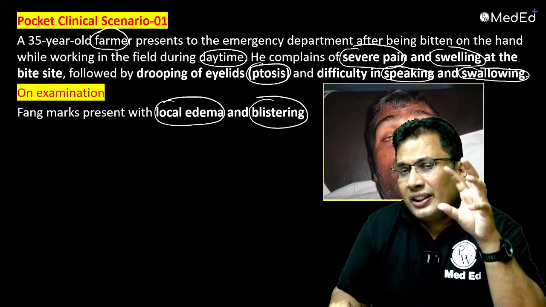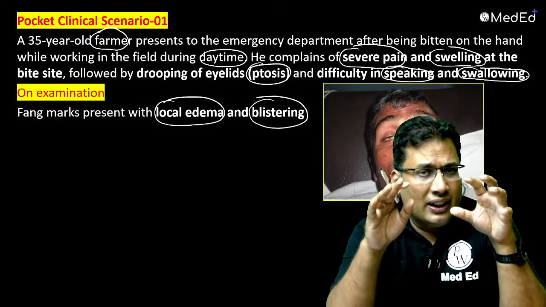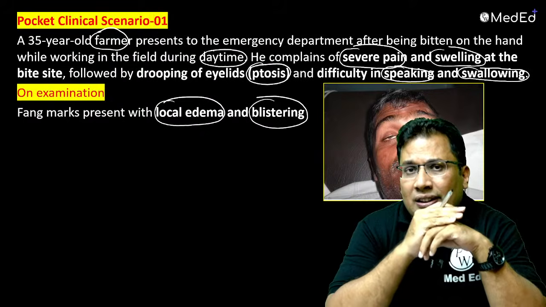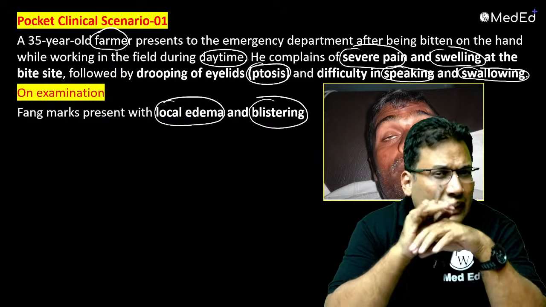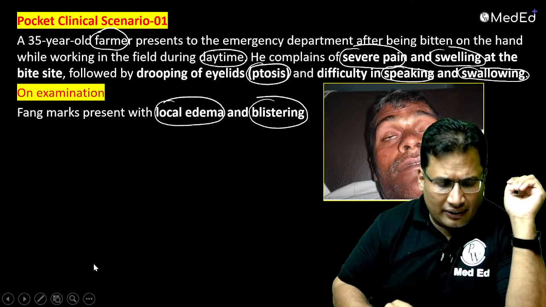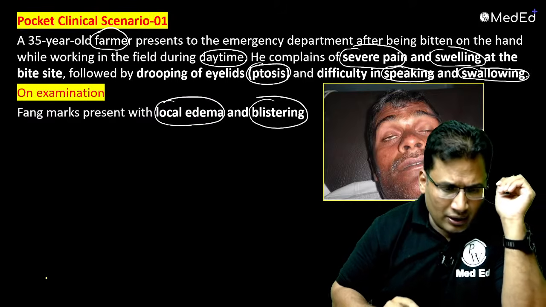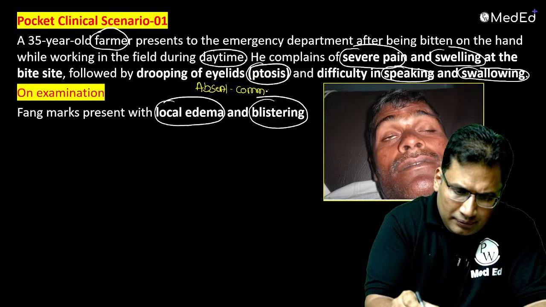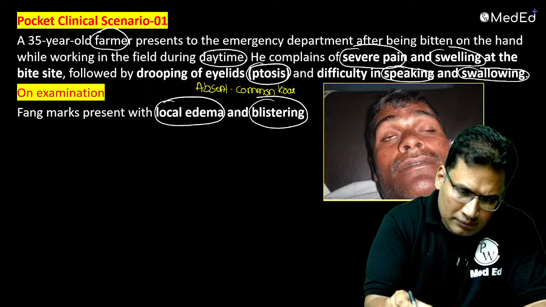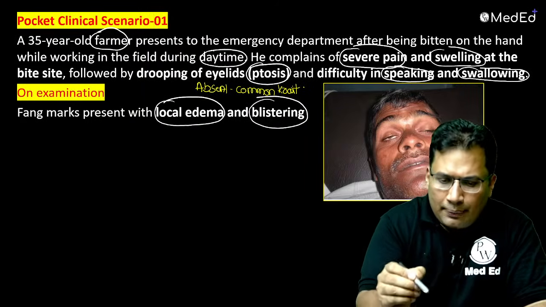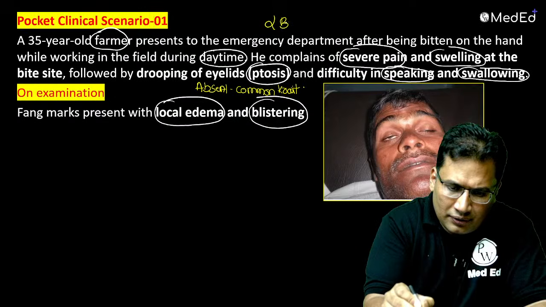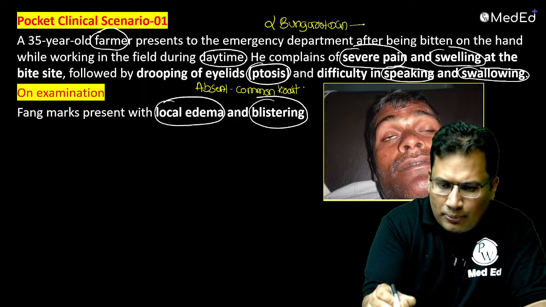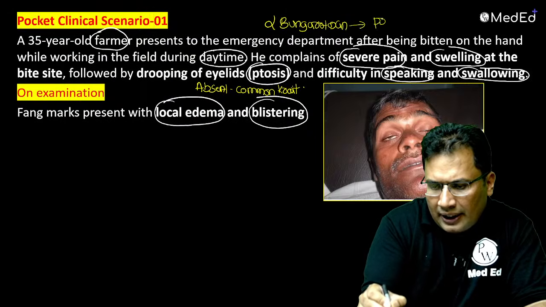Blisters can be seen in various conditions. It can be a case of burn injury, carbon monoxide poisoning, putrefaction, including snake bite. So blistering is there. But try to understand, this local edema and blistering is absent in common krait bite. The common krait produces alpha bungarotoxin. This alpha bungarotoxin is basically presynaptic.